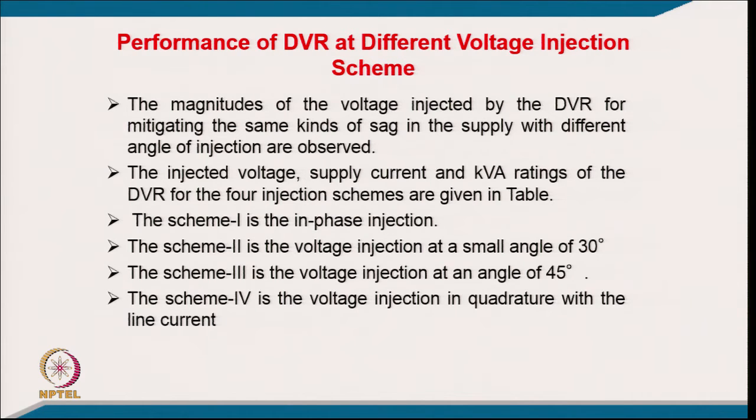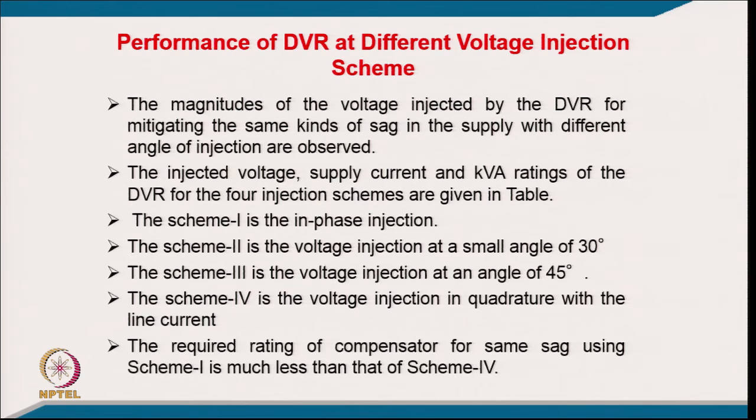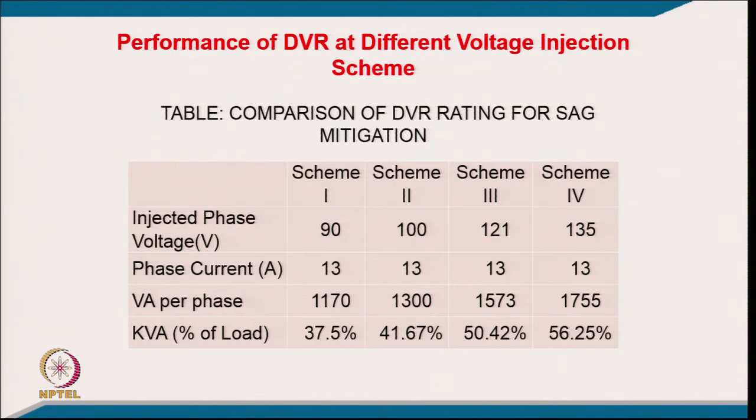But in other cases, you can see there may be some injection of active power, which also depends on the current phase with respect to the point of common coupling voltage or the injected voltage. The required rating of the compensator for the same voltage sag for scheme 1 is much less than that of scheme 4. So, these are the different schemes.